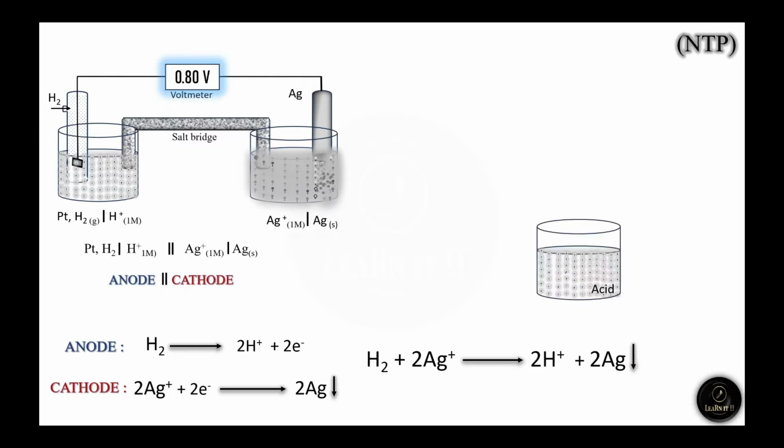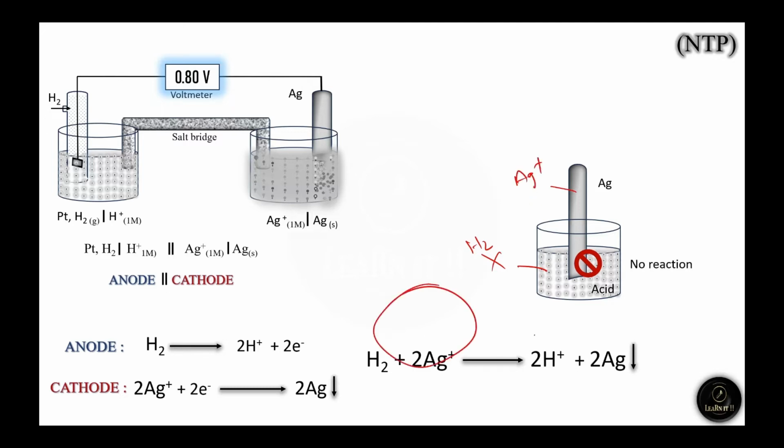So if we take the acid and if we put the silver, then there will be no reaction, because silver wants to gain the electron and H+, that is hydrogen, wants to undergo oxidation, but here no hydrogen, H2 is not there, and here no Ag+, so that's why there is no reactant side, only products are there. So the backward reaction is not possible.